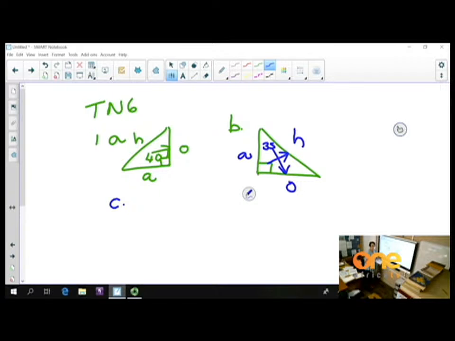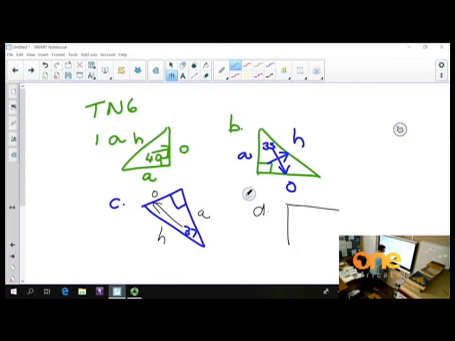Now first try this one on your own before you listen further to my recording. That one is 90 degrees. This one is marked 37. So which one is opposite the marked angle? That angle there. This one is the hypotenuse. This one is adjacent, next to the angle. And then number D. So we have that little triangle there. That angle is 42. This one is 90 degrees. So this will be the hypotenuse. This one is the opposite one. And that one is adjacent.